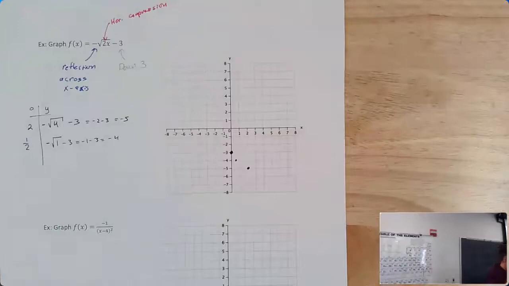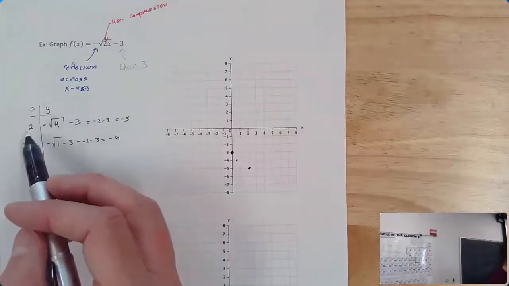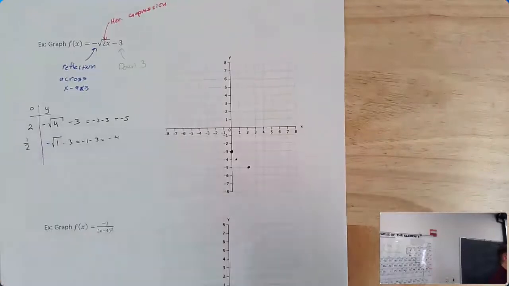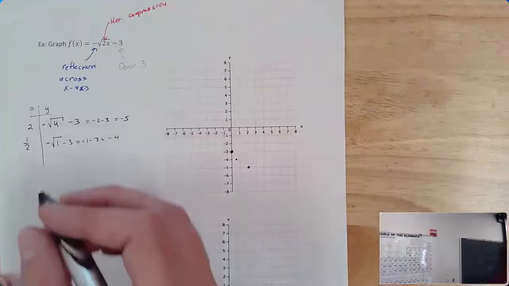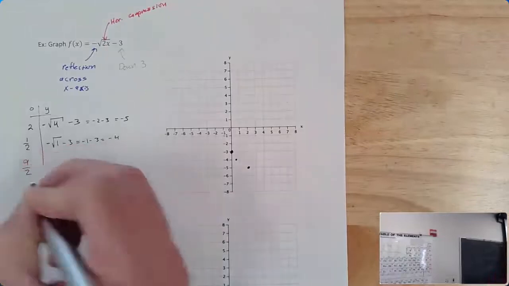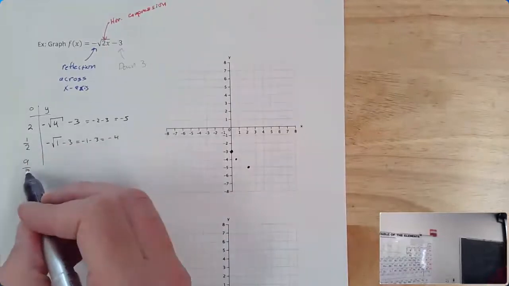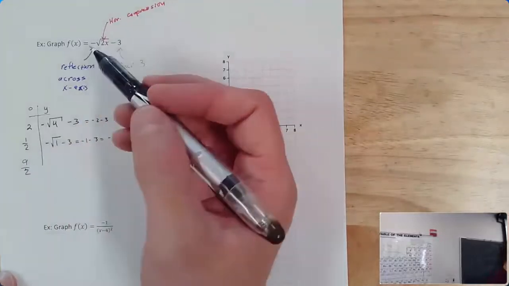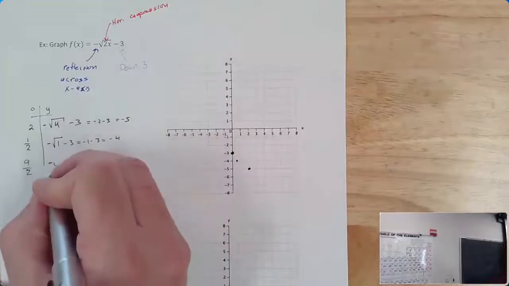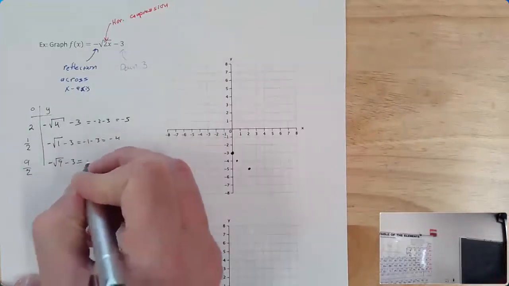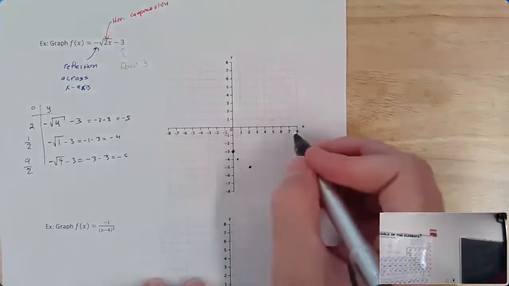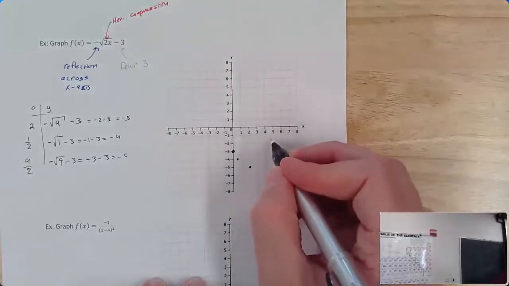0, 1, 4 have all got cut in half. Half of 0 is 0, half of 4 is 2, half of 1 is a half. And the next one I would usually pick would be 9. I pick 9 over 2 instead. I plug in 9 over 2, 9 over 2 times 2 is 9, and the square root of 9 is 3. So I'm getting the negative square root of 9 minus 3, which is negative 3 minus 3, which is negative 6. So I plug in 9 halves or 4 and a half, I get negative 6.